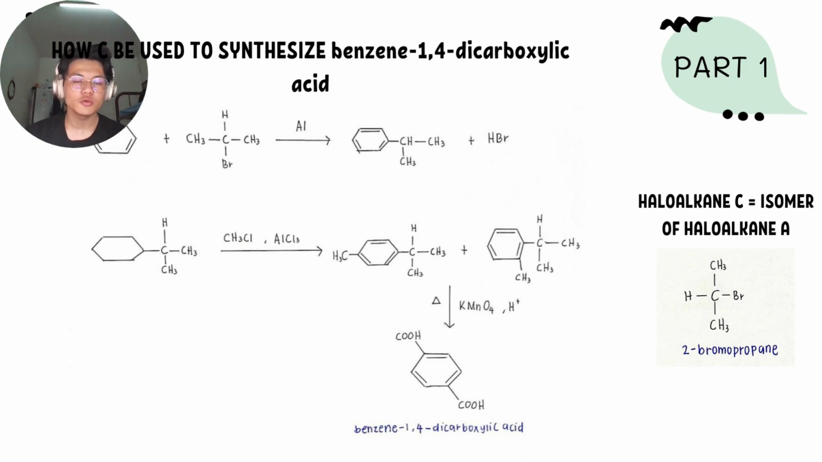Okay, how is compound C, which is 2-bromopropane, used to synthesize benzene 1,4-dicarboxylic acid? Compound C, 2-bromopropane, reacts with benzene with aluminium chloride as catalyst to form a product with hydrogen bromide. After that, the product reacts with chloromethane with aluminium chloride as the catalyst to form a product. Then the product reacts with potassium manganate and hydrogen ion with heat to form benzene 1,4-dicarboxylic acid.